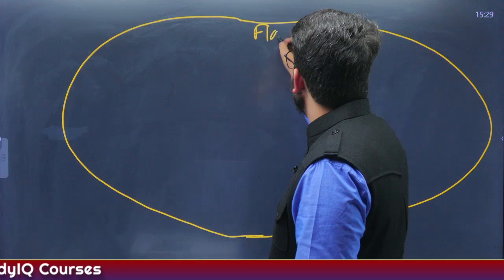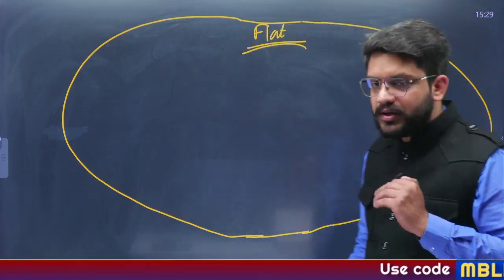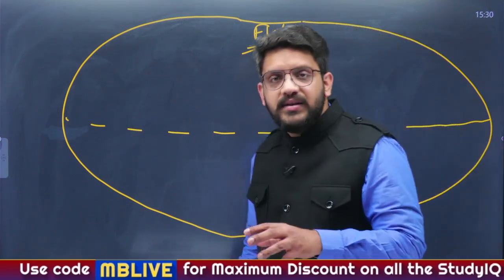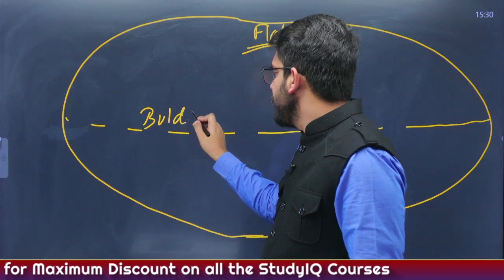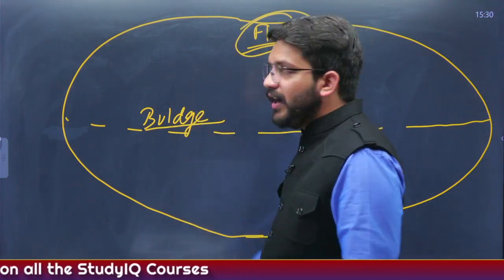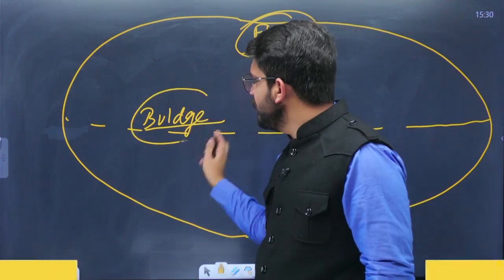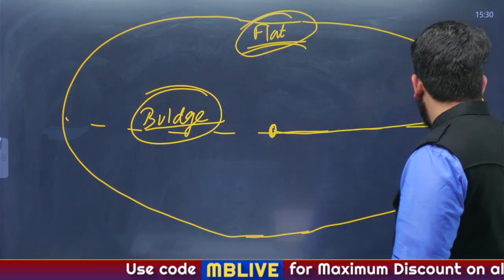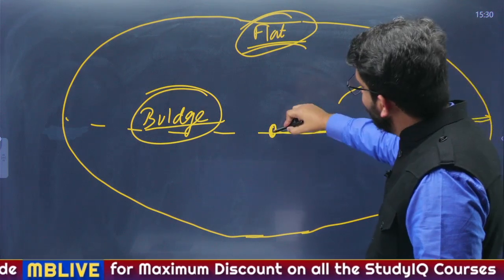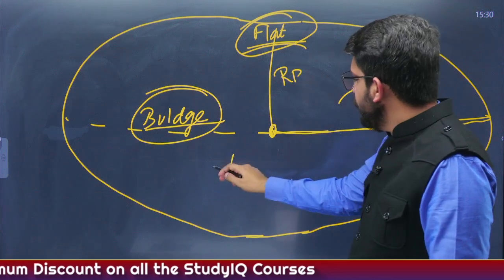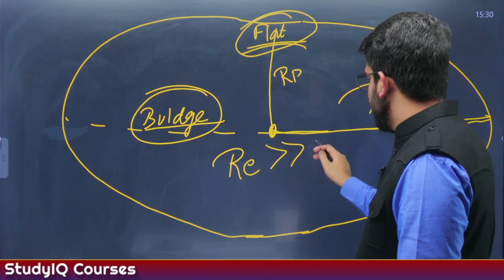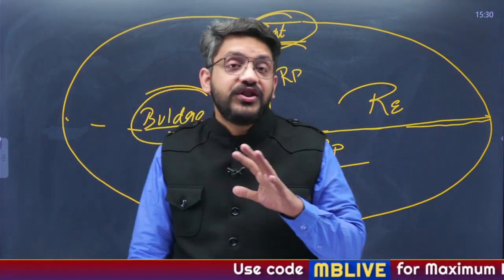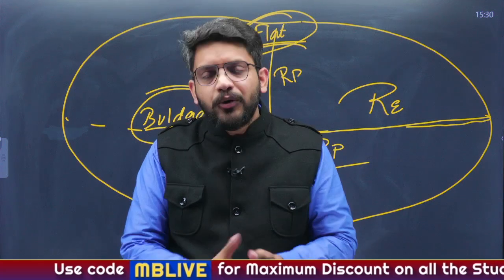Earth has a flat surface near the poles, that is the North Pole and South Pole, and near the equator it has a bulge. So Earth is flattened at the poles and has a bulge at the equator. How can we explain it? If we consider the radius at the equator and the radius at the pole, you will always find the radius of the equator is greater than the radius of the pole. That's why this shape is known as geoid shape.